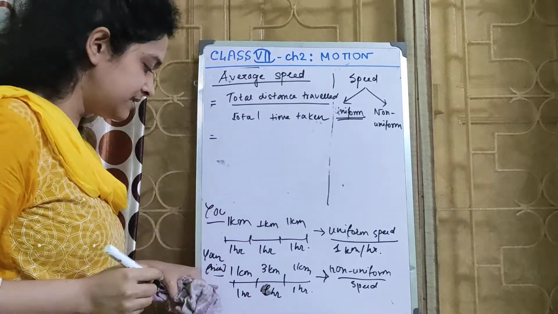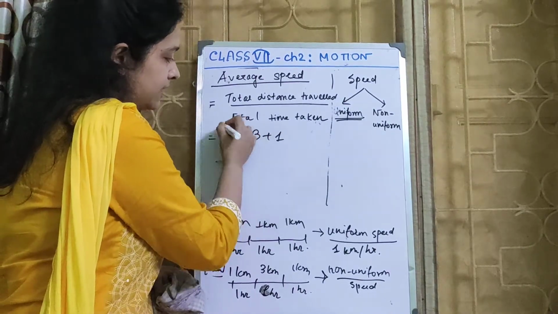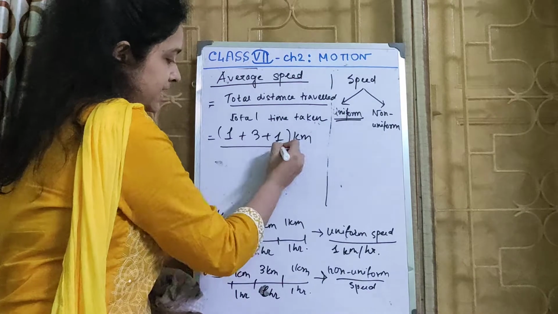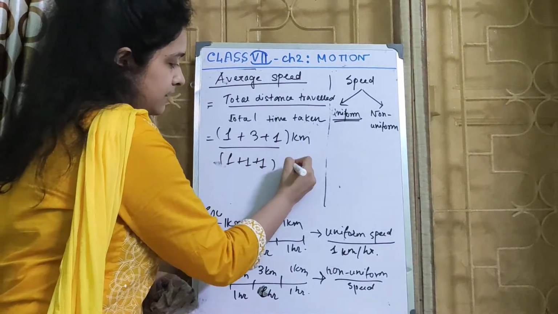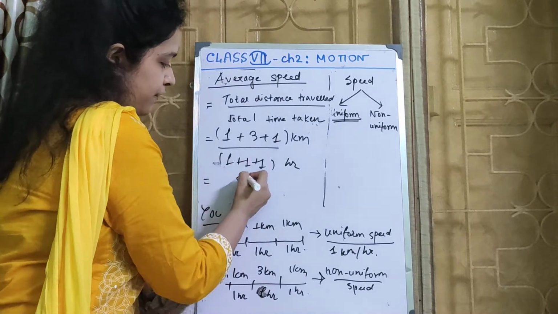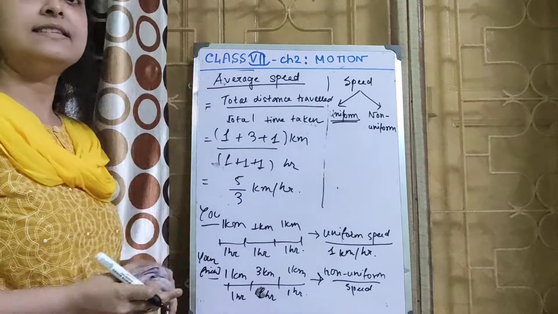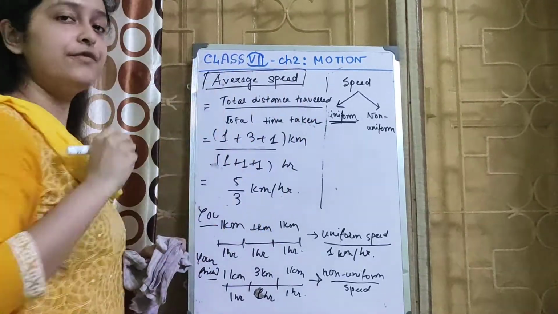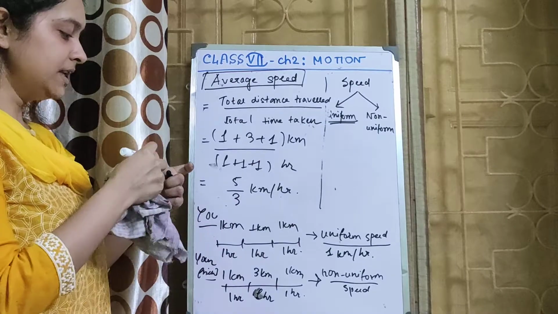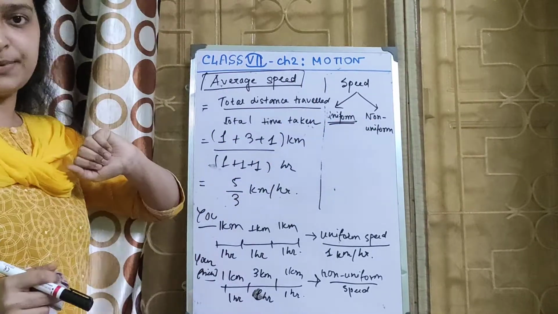What is the total distance travelled by your friend? 1 plus 3 plus 1 kilometer, divided by the total time taken, 1 plus 1 plus 1 hour. So, 5/3 kilometer per hour is the speed of your friend, the average speed of your friend. Okay? This was about uniform, non-uniform and average speed.